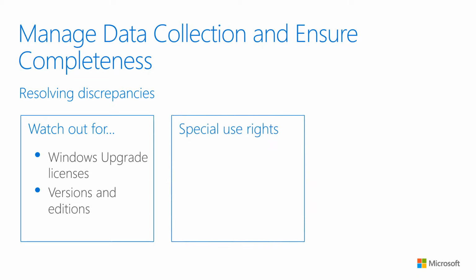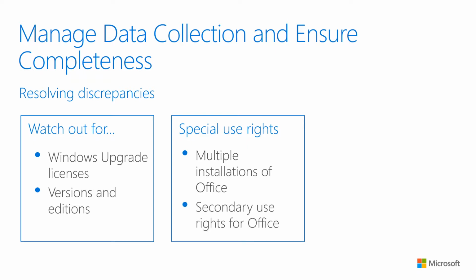Then there are some special use rights you need to take into account. Inventory data, for example, could show that there are PCs with multiple installations of Microsoft Office. Do we need to assign multiple licenses to those devices? Actually, referring to the product terms document confirms that any number of copies of the software may be installed on a licensed device, and thus just a single installation of Office per device can be reported.